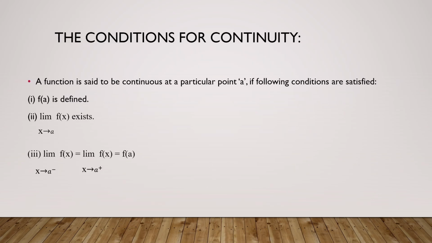That means, in short, if we want the conditions for continuity, a function is said to be continuous at a particular point a if the following conditions are satisfied. First of all, f(a) is defined, the limit as x tends to a of f(x) exists, and the right hand and left hand limits are both equal, and both are equal to f(a), meaning the value of the function at the point a.